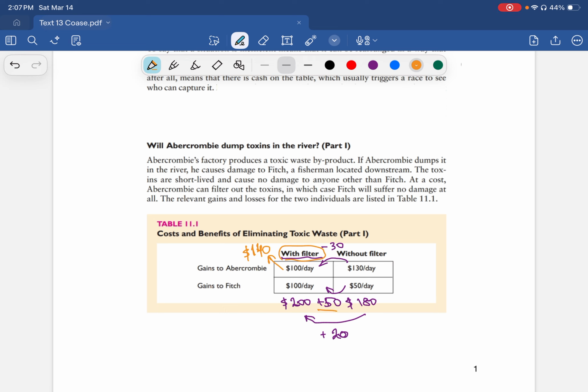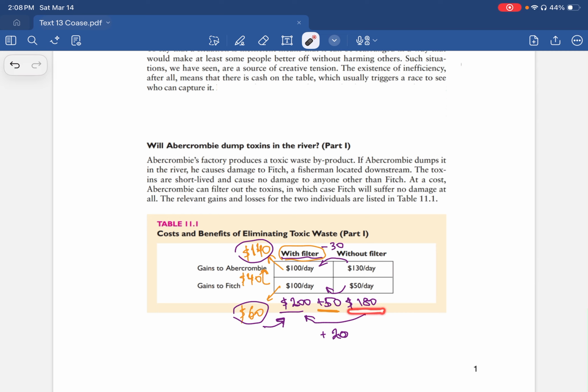What about Fitch himself? Well, he only gives 40 away, right? Which means he still keeps 10 out of his gain. So now his outcome changes from 100 to 60 because he gave 40 away to Abercrombie. So we can show it like this: $40 going away from Fitch to Abercrombie. So how much do they get together? Well, it's 140 plus 60 right after the payment, which not surprisingly brings us back to 200. So between the two of them, they still get 200, which is efficient and better than 180.